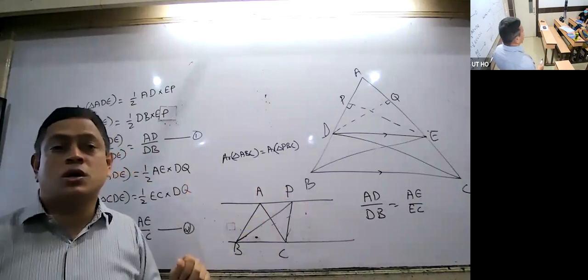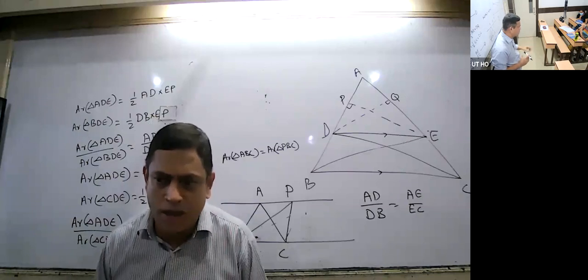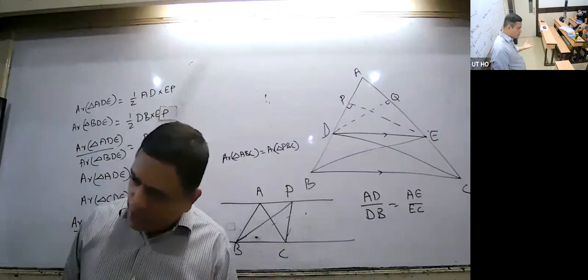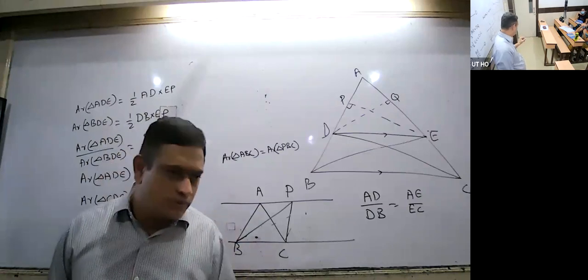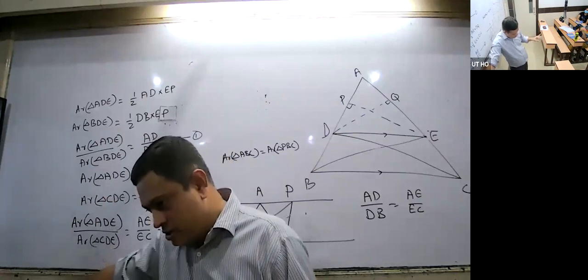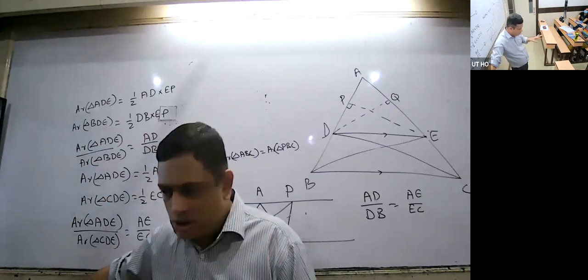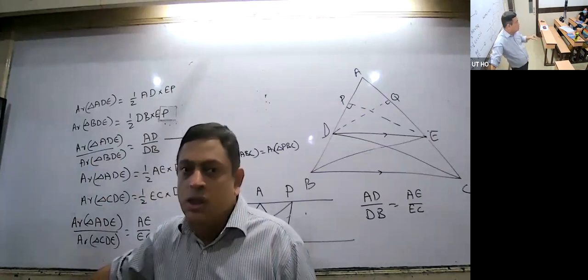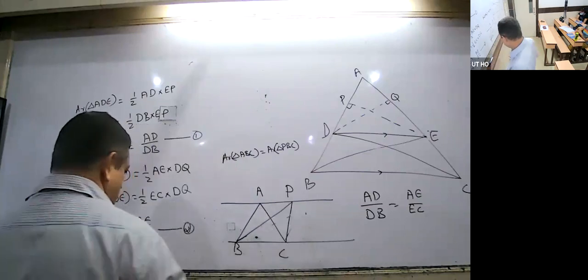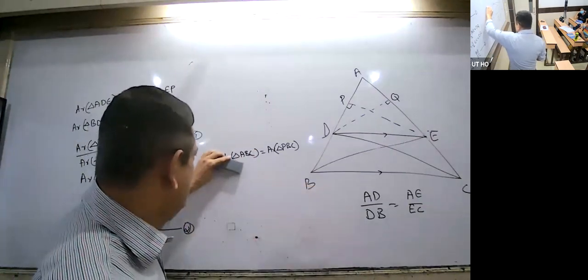This property is called what? Triangles with the same base and between the same parallels are equal in area. The same property is there for parallelograms also. Parallelograms with the same base and between the same parallels are also equal in area. Third, one more property is there. If a triangle and a parallelogram are on the same base and between the same parallels, the area of the triangle is half the area of the parallelogram. That is the property. For the time being, you remember this one.